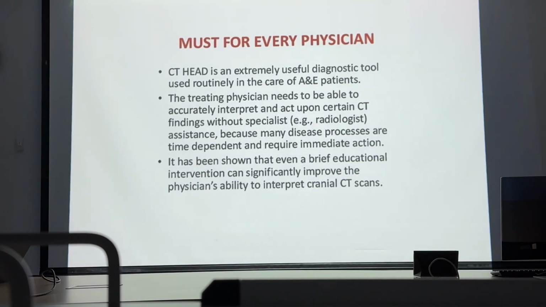CT scan of the head is extremely useful as a diagnostic tool encountered in emergency settings. The treating physician needs to be able to accurately interpret it and act upon certain CT findings without the presence of the radiologist. This is the aim of the study, because many diseases are time dependent and require immediate action.